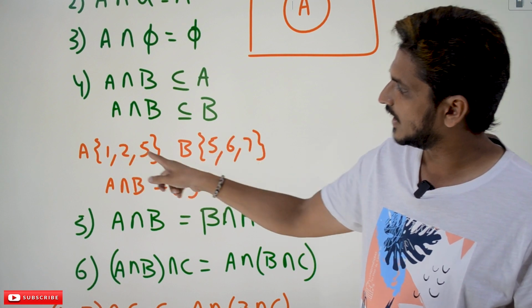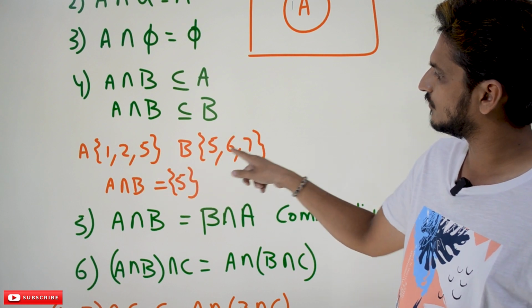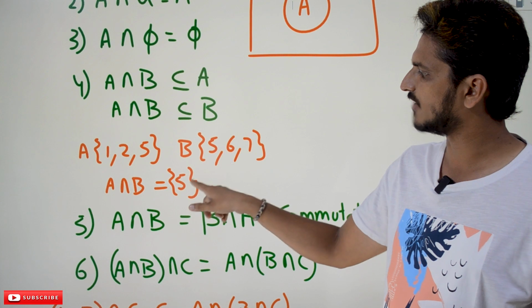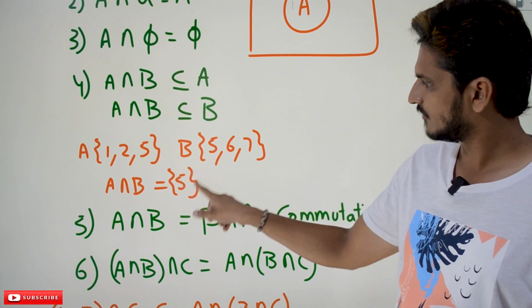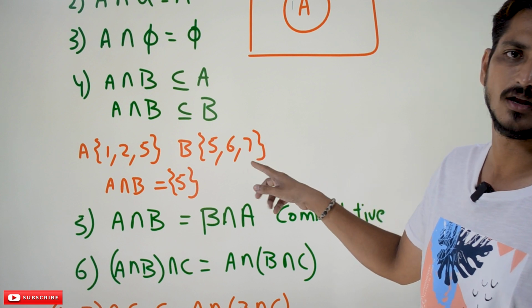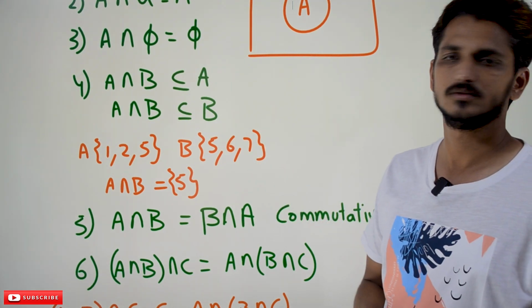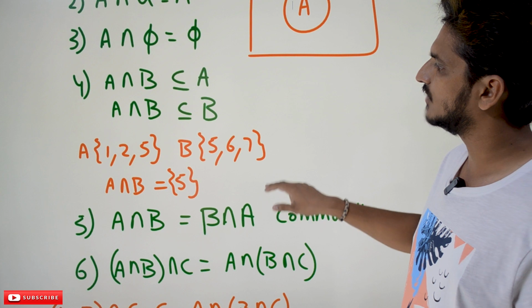Let's take an example. A is equal to 1, 2, 5. B is equal to 5, 6, 7. What is the common element? 5. 5 is a subset of 1, 2, 5. Yes. 5 is a subset of 5, 6, 7. So you can write it as A intersection B subset of A.